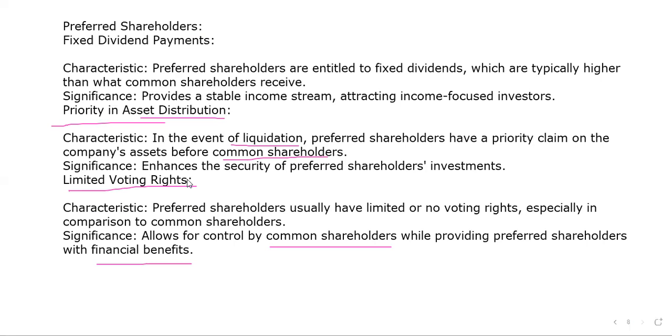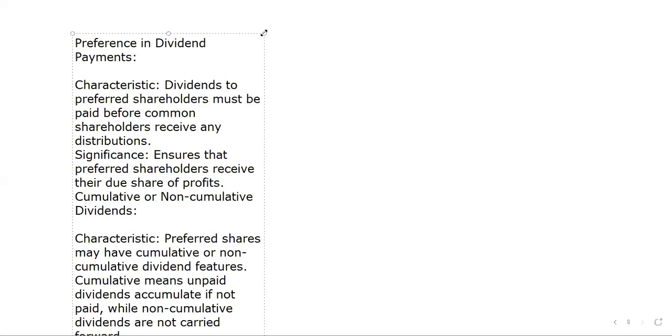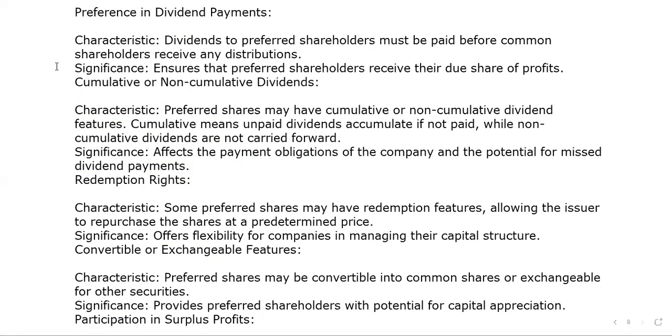The other characteristics that we have in terms of these types of shareholders is on the dividend payments. Dividends to preferred stockholders are paid before common stockholders to ensure that these ones receive their due share. We have two types of preferential shareholders. We have what we call cumulative and non-cumulative.